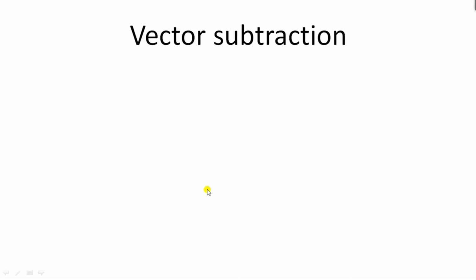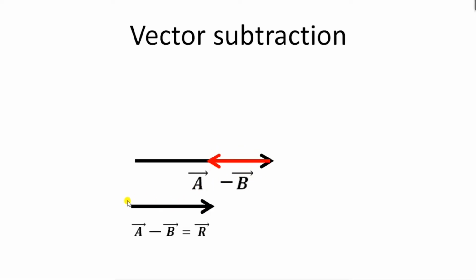Now let's do the subtraction of vectors. Again we are taking two vectors A and B in the same direction. Now I'll reverse this vector B, so it becomes negative B, and I'll shift this vector here and B here. Now this part of vector A is cancelled by vector B because it is in the opposite direction. So the resultant will be from here to here. So our resultant is A minus B.